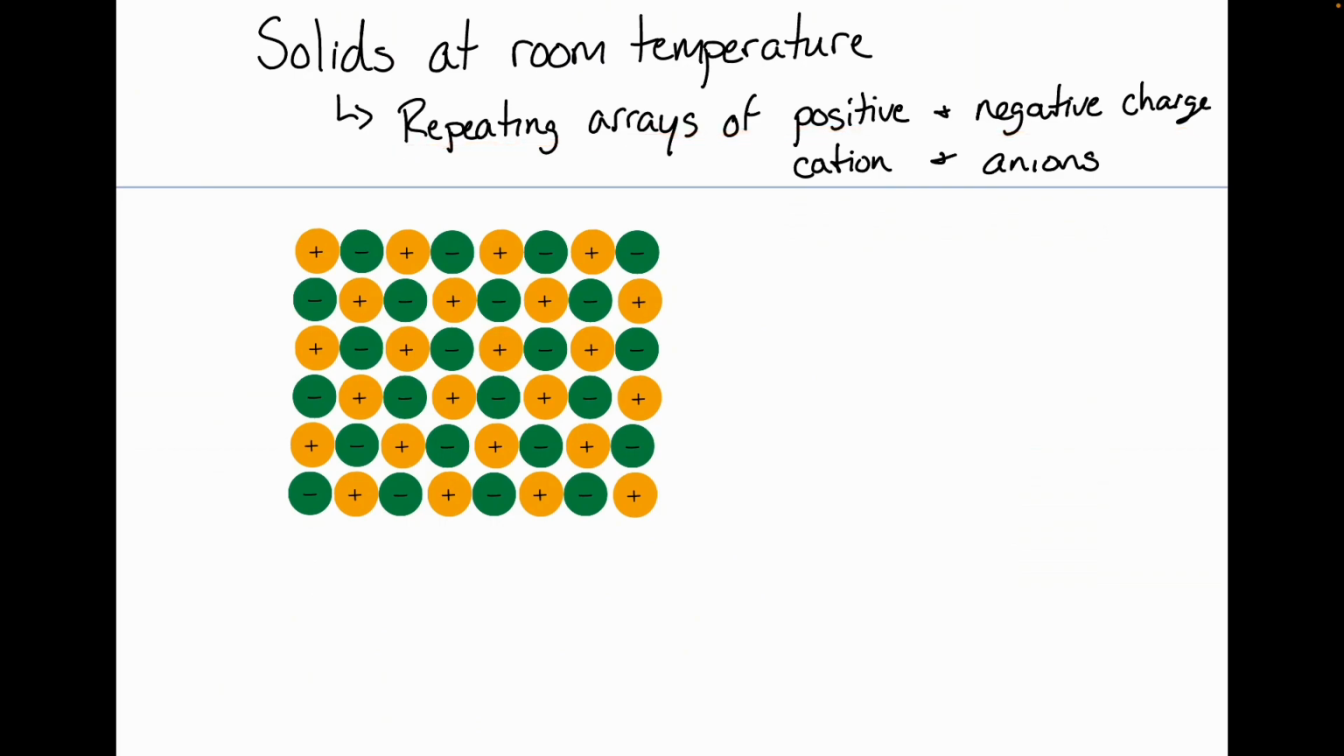And again, they're held together by that opposites attract interaction, right? The positive charges are all surrounded by negative charges. The negative charges all surrounded by positive charges, right? So we have that opposites attract interaction holding this solid together.